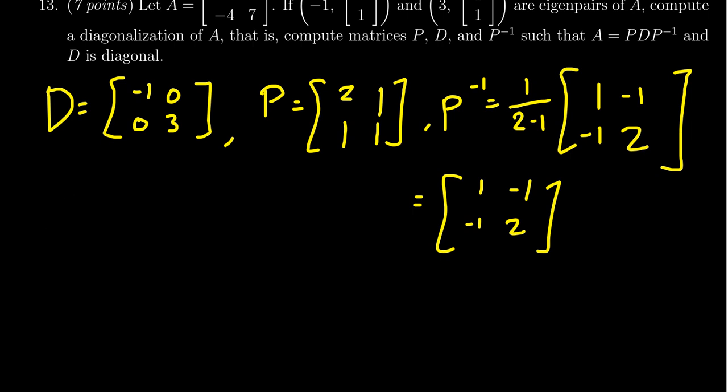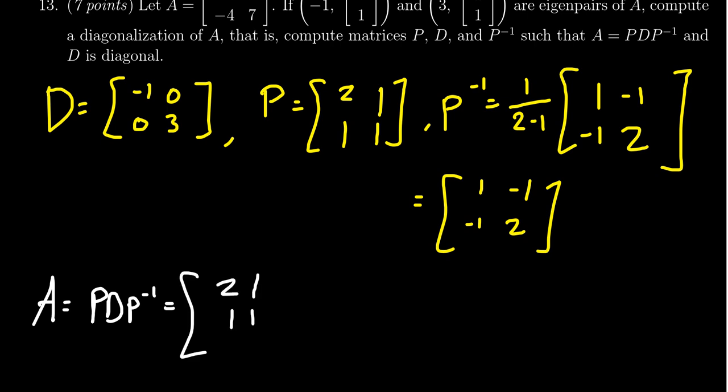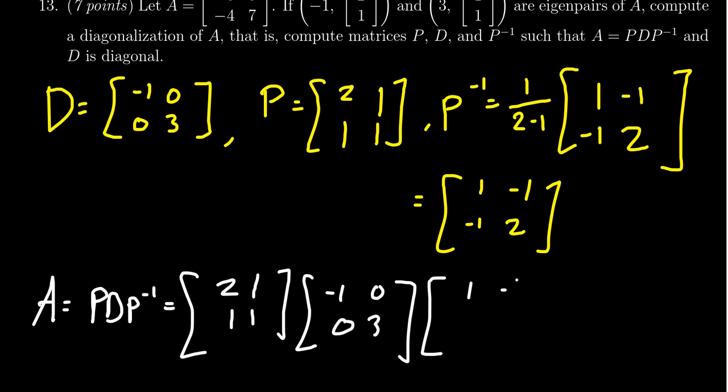When you're doing this question, you can't simply throw the matrix into your graphing calculator to compute the inverse matrix. I do need to see the steps of computing the inverse matrix for full credit. Then we see that the matrix A will equal P D P inverse, given as the factorization. Write it out. We get 2, 1, 1, 1. We get P first, then the diagonal, negative 1, 0, 0, and 3. And then we get P inverse, which turned out to be 1, negative 1, negative 1, and 2. And so here is the diagonalization of the matrix.